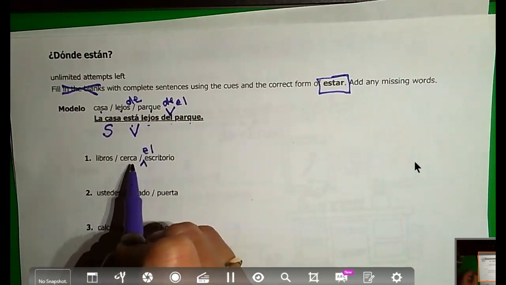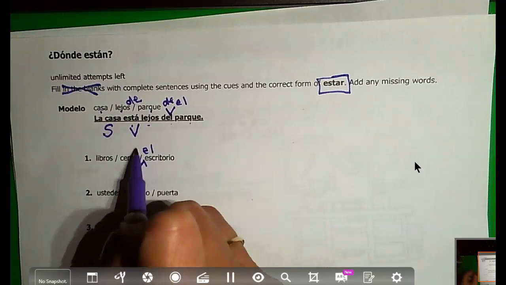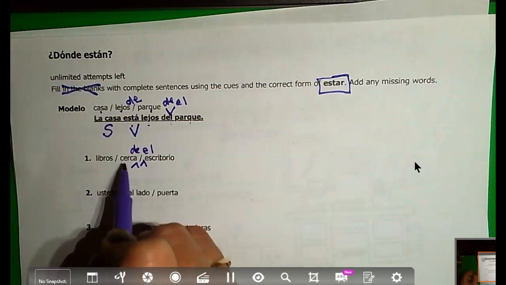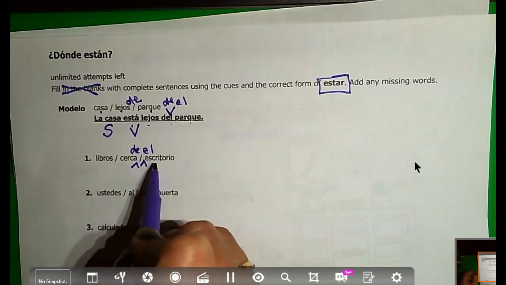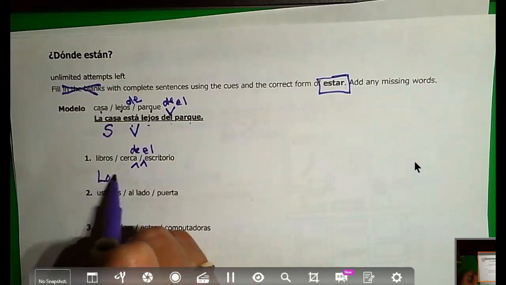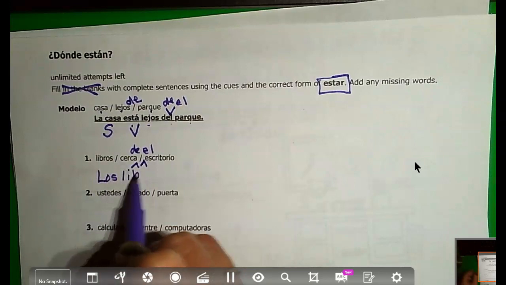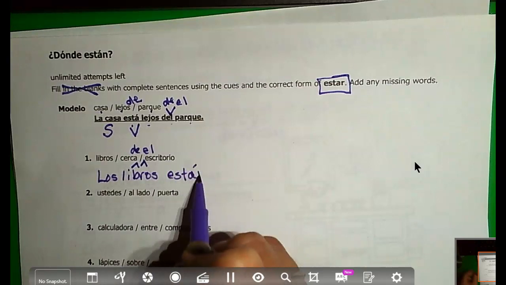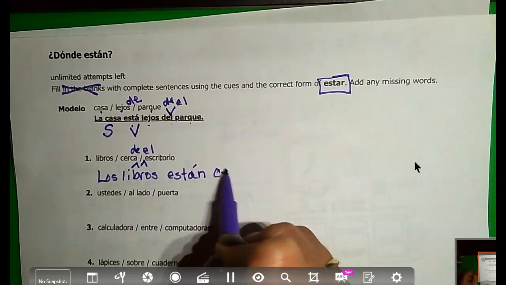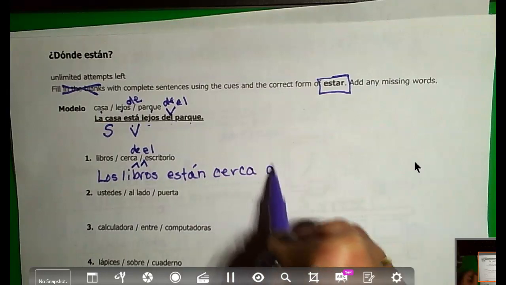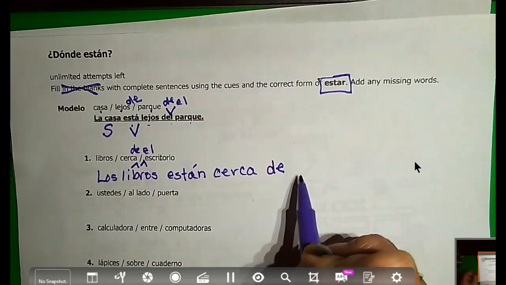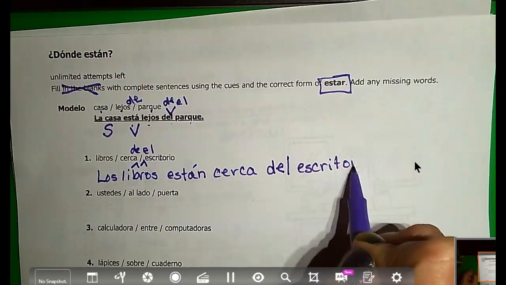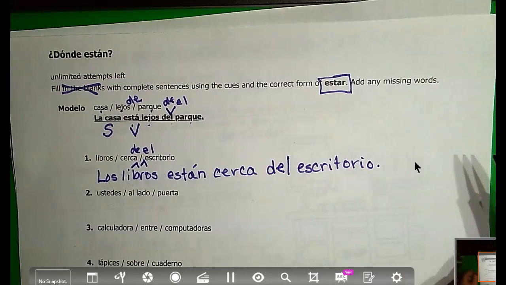What about cerca? Should it have a de? Yep, it should. So we need to add those words in, right? So we're going to say the books are close to the desk. Los libros, there's our subject. I need the verb, están, acento en la A, close to, cerca, de and el are going to combine, del escritorio. And that's how you're going to complete these.